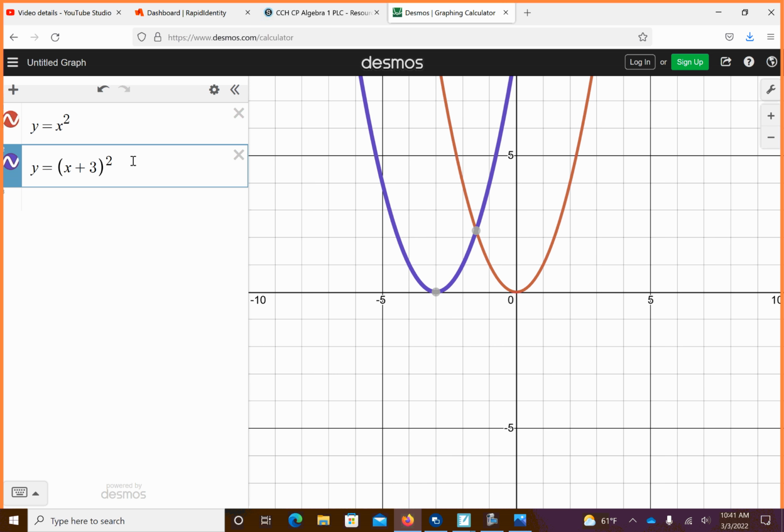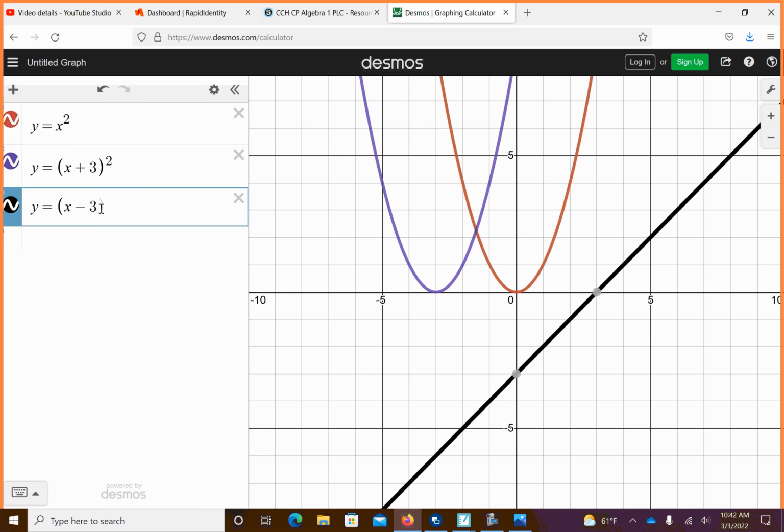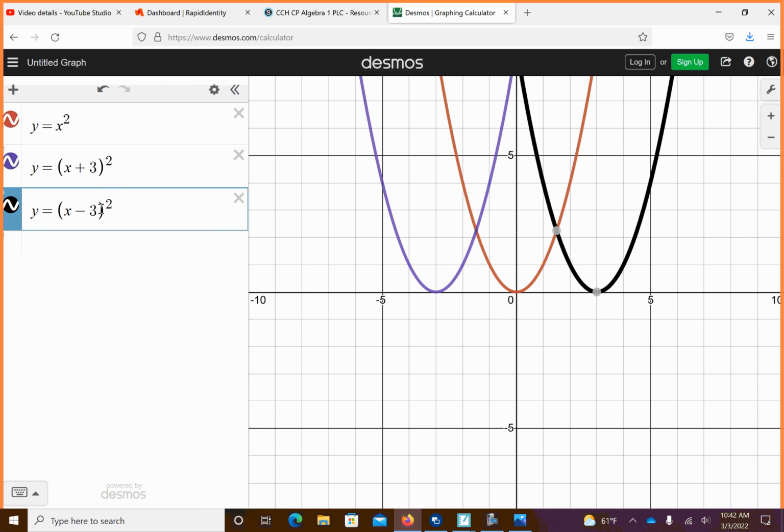Okay, so it's still a parabola, agreed? But what do you notice about the parabola? Did it move up or down? To the side. Which direction did it move? Left. Now take a look at the equation. It says x plus 3, but it moved left. So I think what that would mean is, let's see if we can discover this. If I want y equals x minus 3, quantity squared.